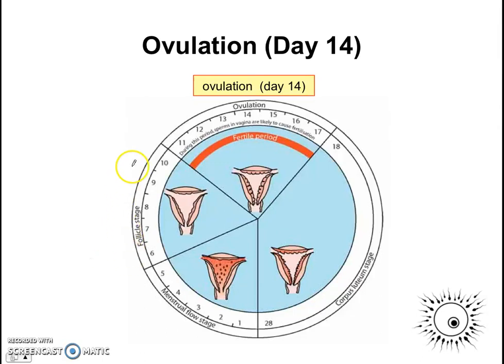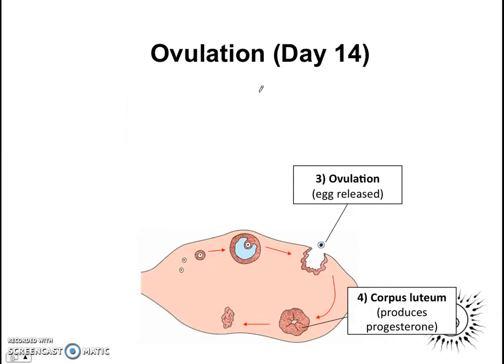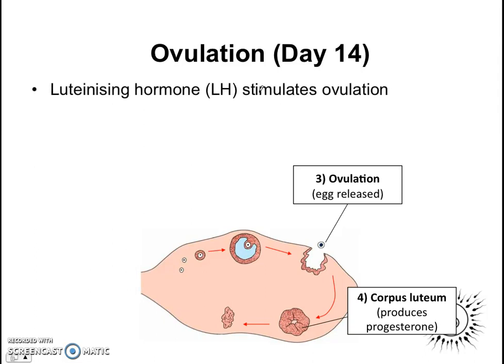So after the follicle stage, we come to ovulation on day 14. So what happens in the ovary during ovulation? Well, an egg is released. So that luteinizing hormone, LH, remember estrogen levels were high. As estrogen levels increase, it causes luteinizing hormone levels to also increase, and that stimulates ovulation.